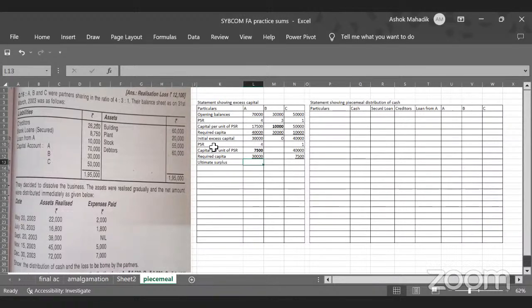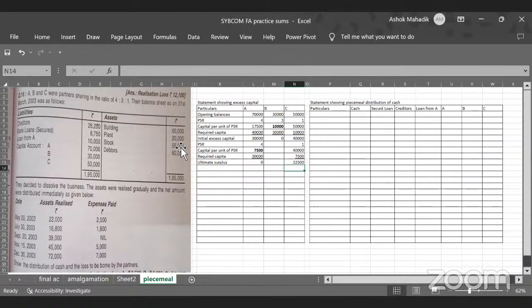Excess of Mr. A was 30,000 and his required capital is 30,000. So he doesn't have any surplus now. What about C? He had 40,000 balance after stage 1 and his required capital is now 7,500. So he has some surplus. So let us see how much. 40,000 minus 7,500. So he has 32,500 as excess capital or ultimate surplus.